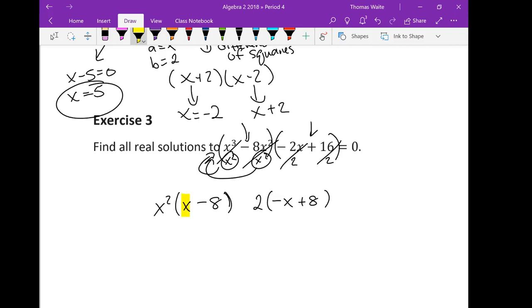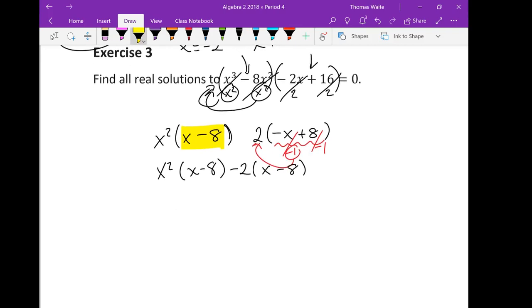So again, this gets us pretty close. If we want these to be the same, they're almost the same. They're just different by a factor of negative 1. So we can pull out a factor of negative 1. That's going to give us x squared times x minus 8. And then 2 times negative 1 is negative 2. And then negative x divided by negative 1 is just x. And 8 divided by negative 1 is negative 8. Now we have the same factor. We have our bigger group.